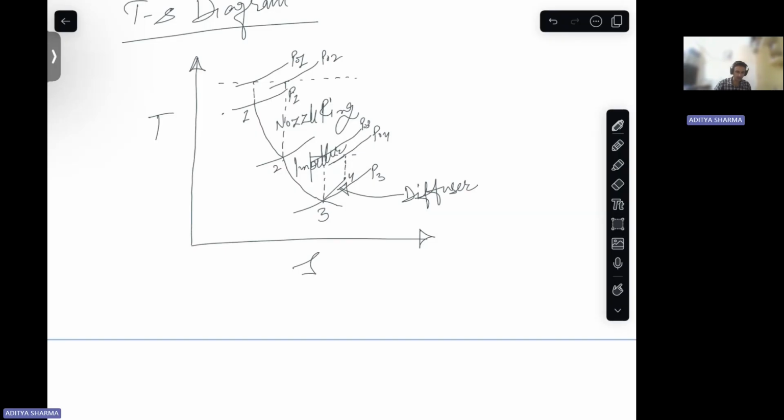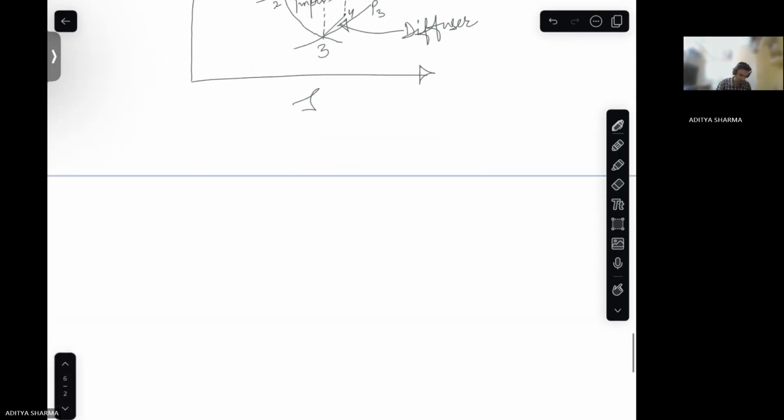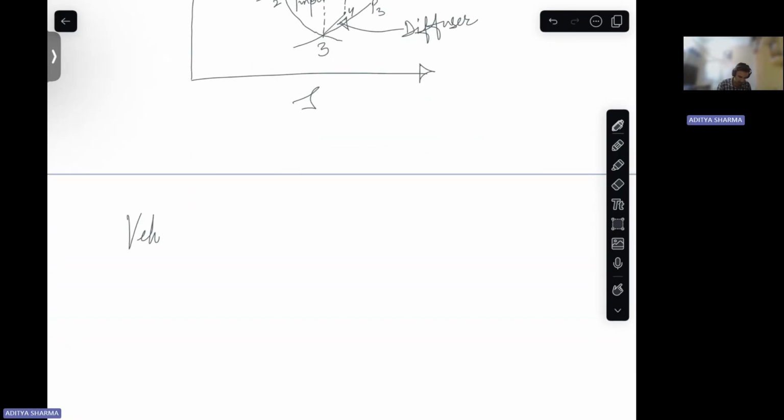Then velocity diagrams are there. But before drawing the velocity diagrams, we'll just take a short 5 minute break, because it's already 1 hour since we started our session. So we'll take a short break and then come back and continue with the remaining session.